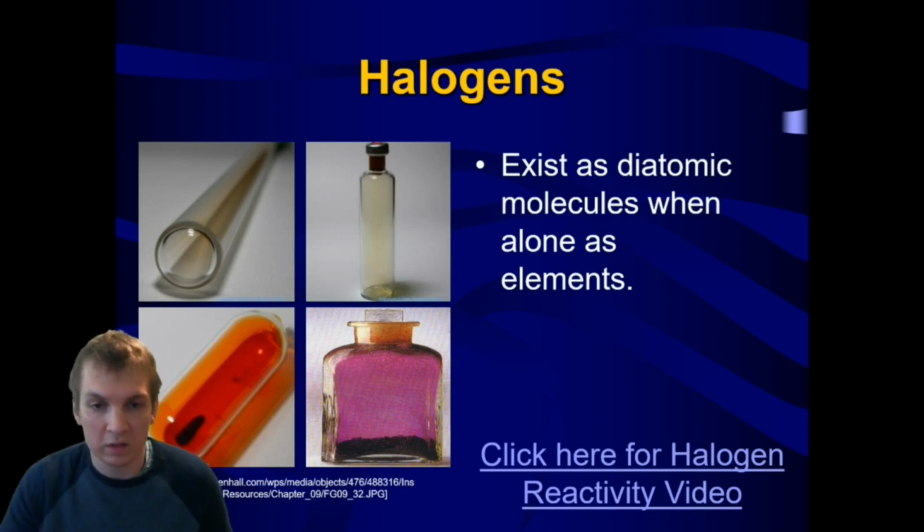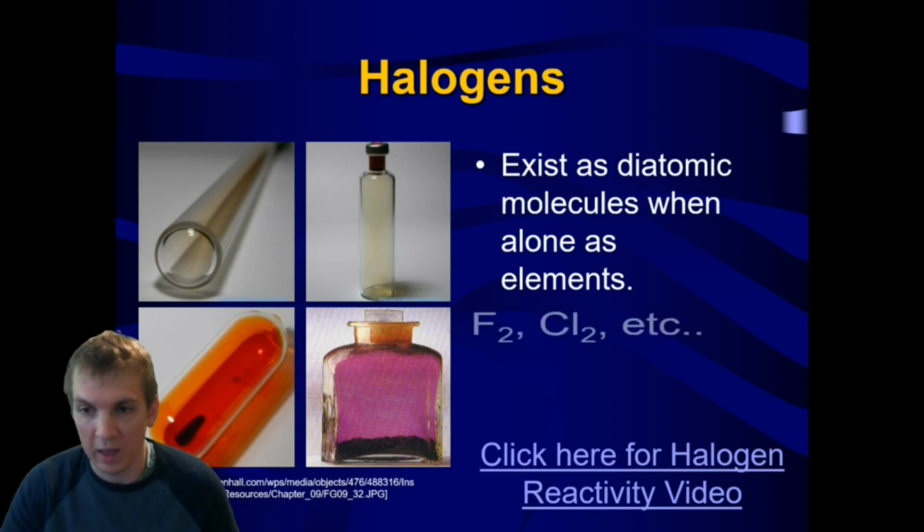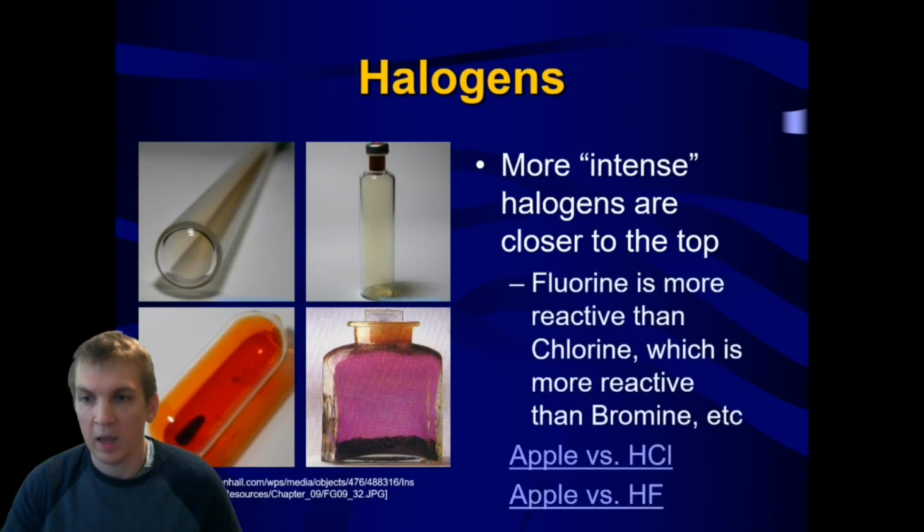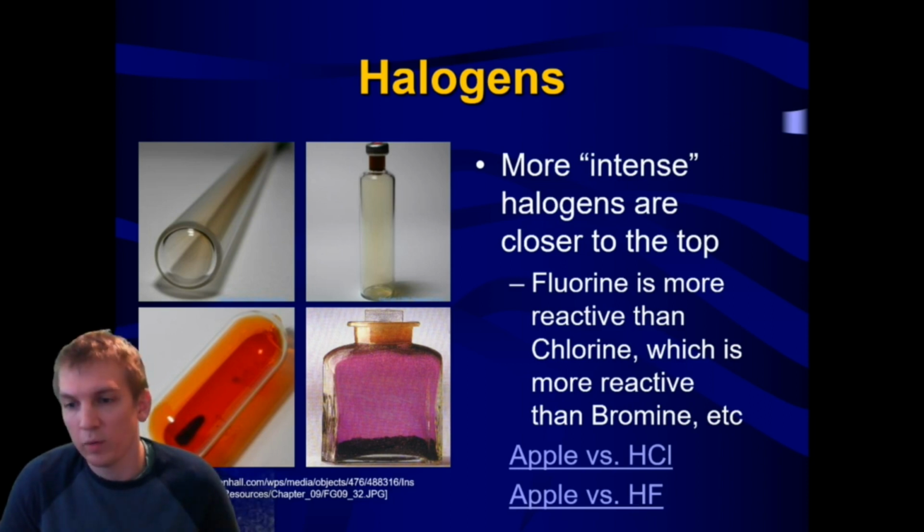They are always listed as diatomic, so they have 2. So F2, Cl2, Br2, I2, so on and so forth. And the more intense halogens are closer to the top, like I mentioned before. Fluorine is the most reactive out of all of them. It's more reactive than chlorine. Chlorine's still pretty reactive though, but it's more reactive than bromine, and bromine's more reactive than iodine, and so on and so forth.